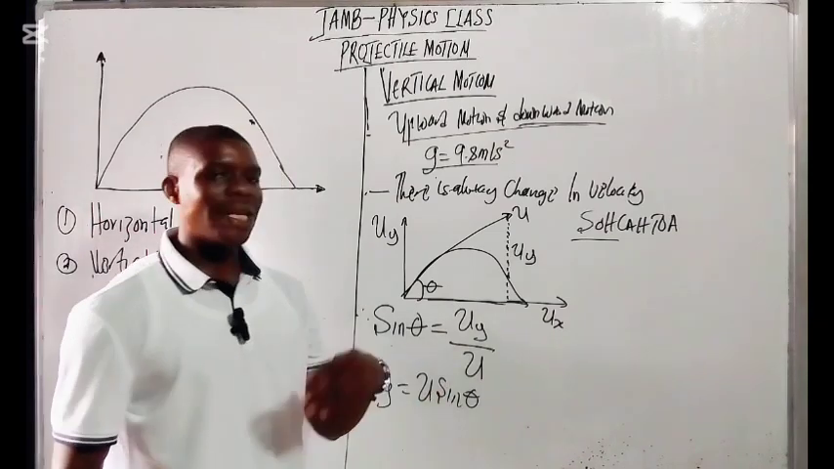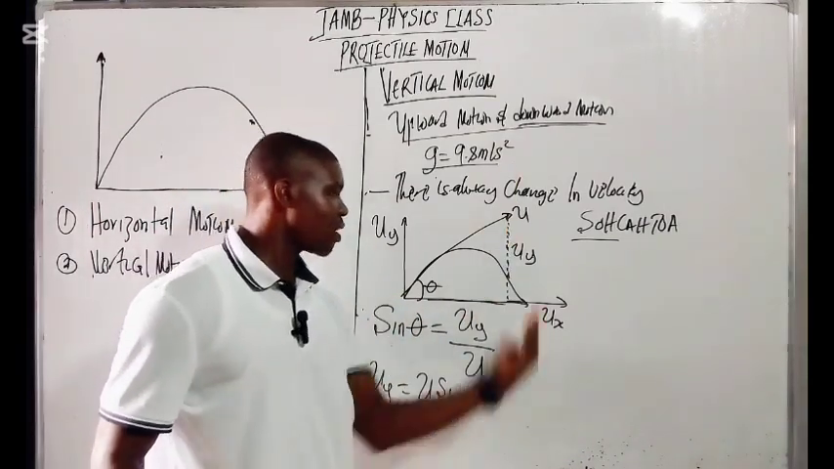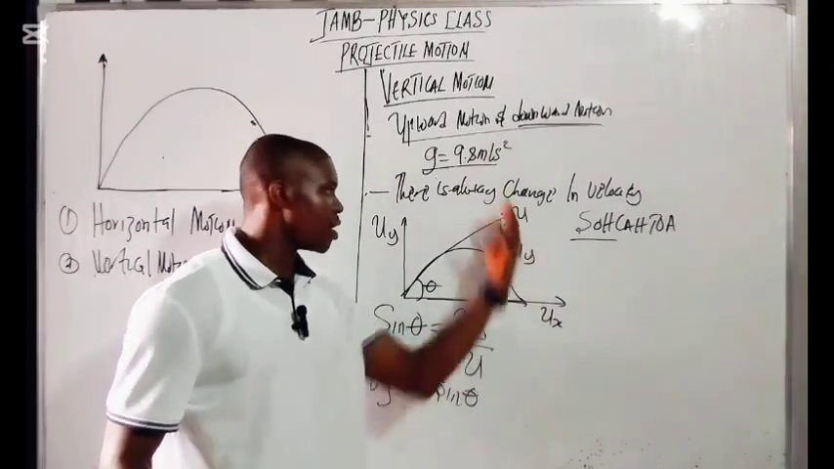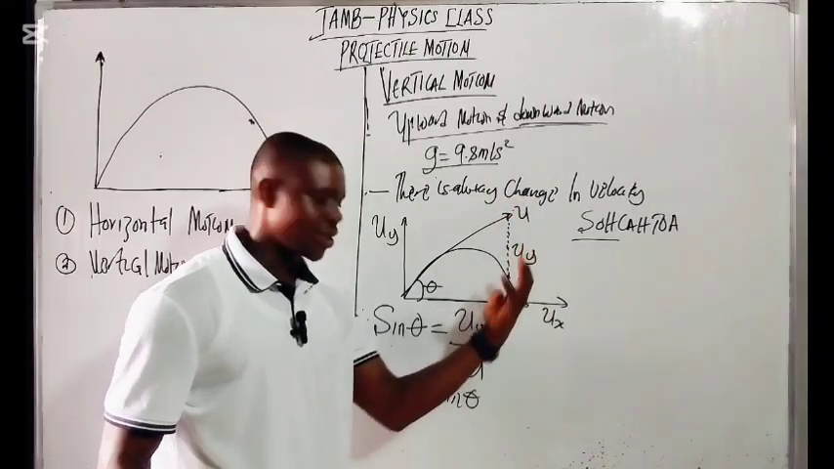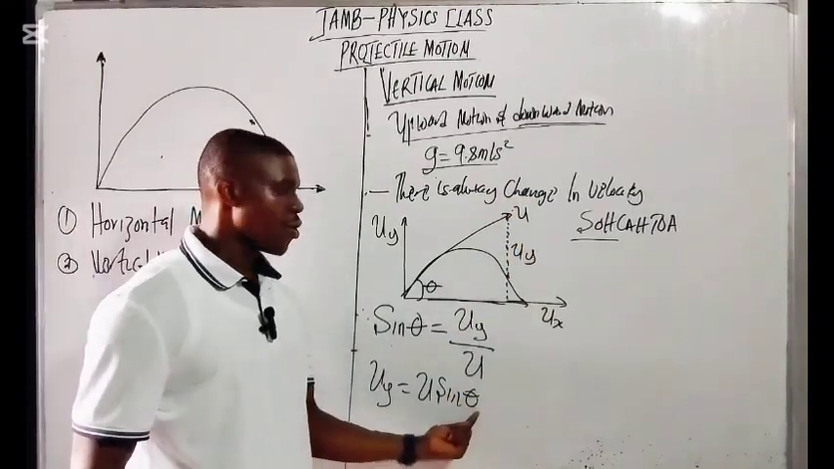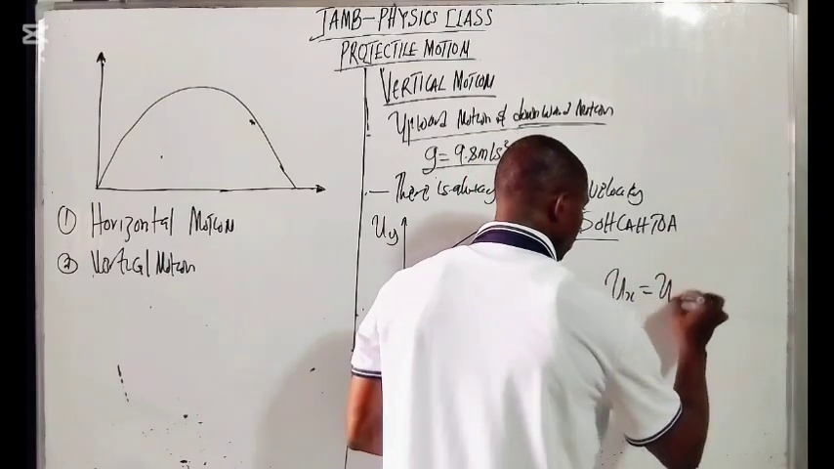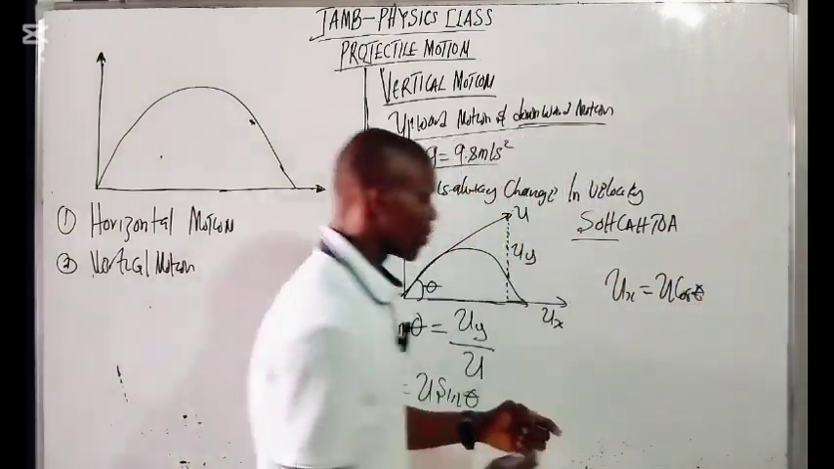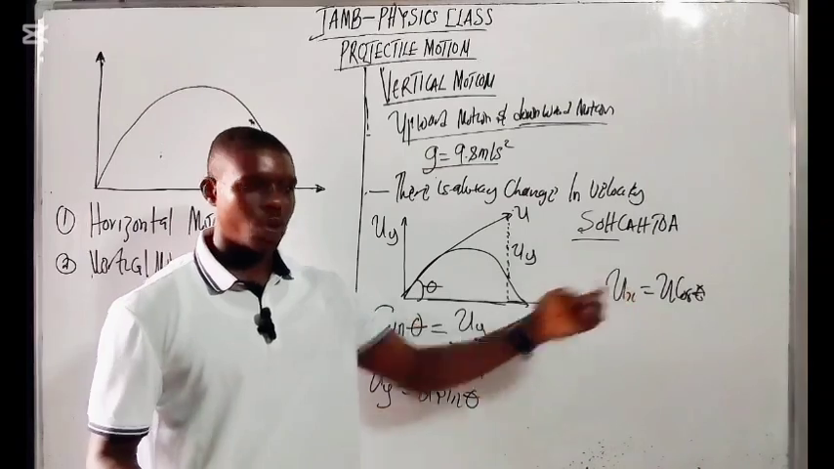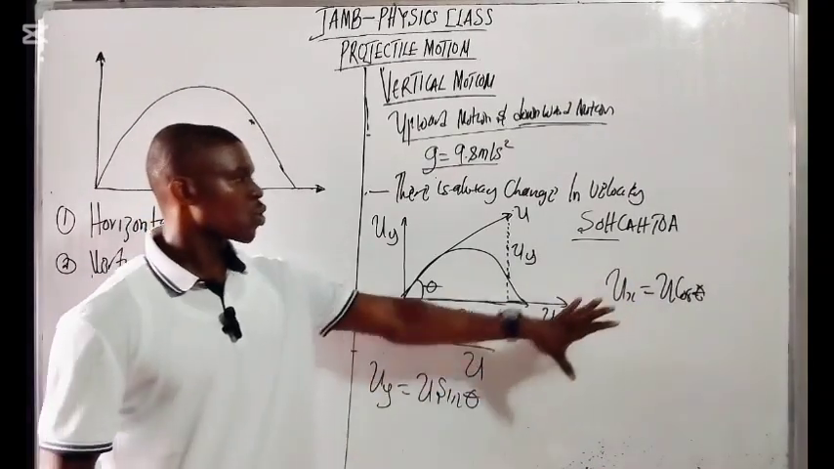The vertical initial velocity is u sine theta, while the horizontal one, ux, is equal to u cos theta. Most times they use all this in calculations, so you want to pay close attention to them.